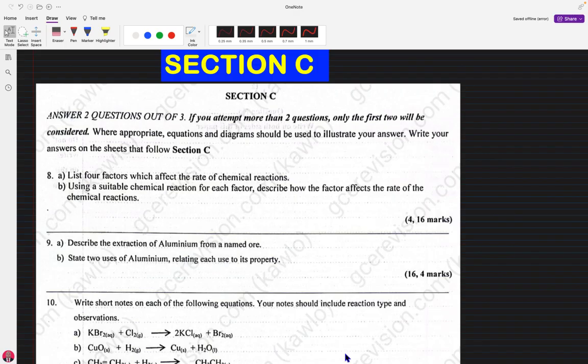Now, I'm going to start with question number 8. List 4 factors. You know what is rate of chemical reaction. Rate has to do with something that goes with time. The rate of a reaction has to do with the concentration with time. It is the concentration that is used up in the chemical reaction per unit of time, and it's usually per second. That is rate.